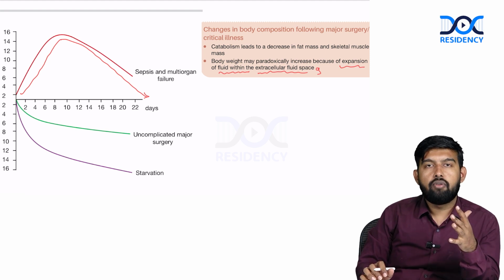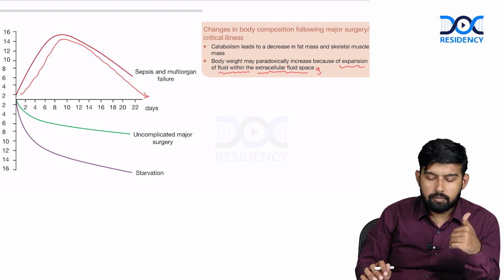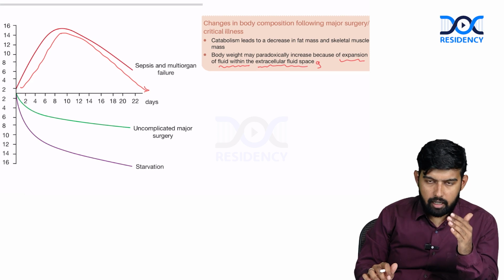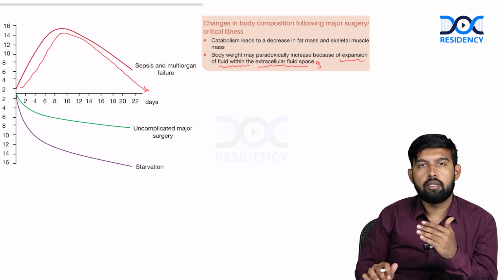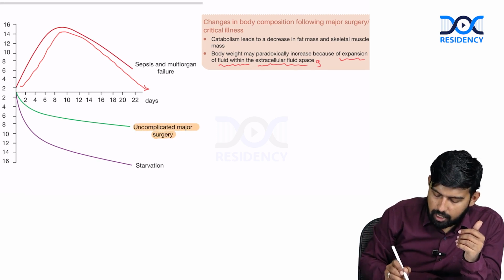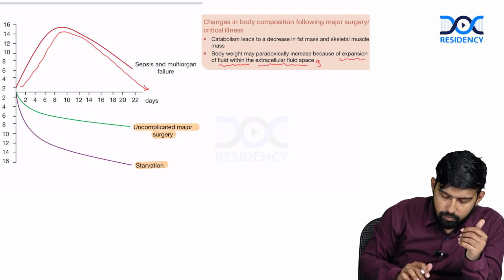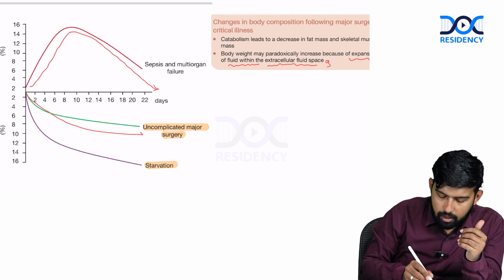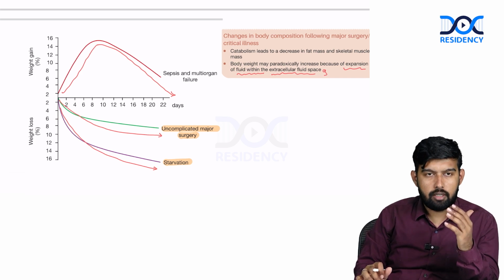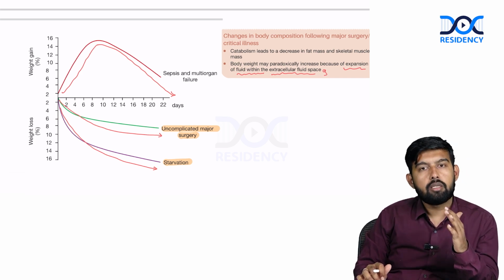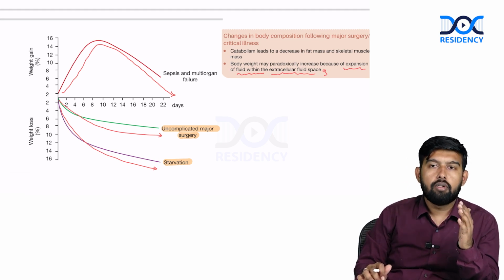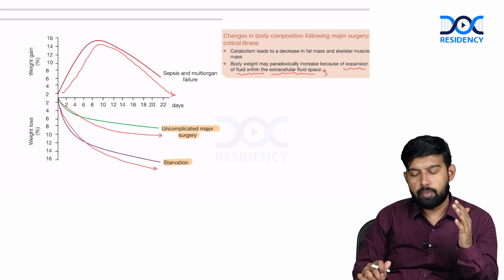Like we give plenty of fluid to the patient in case of sepsis, there will be a slight increase in weight in the initial period, and ultimately there is a fall in the weight. So in uncomplicated surgeries or in starvation, there is a continuous fall of weight. This is because of the catabolic effect of the body in response to the injury or surgery. So just remember that during major sepsis or multi-organ failure, initially there is a weight gain because of overzealous fluid accumulation in the extracellular fluid space.